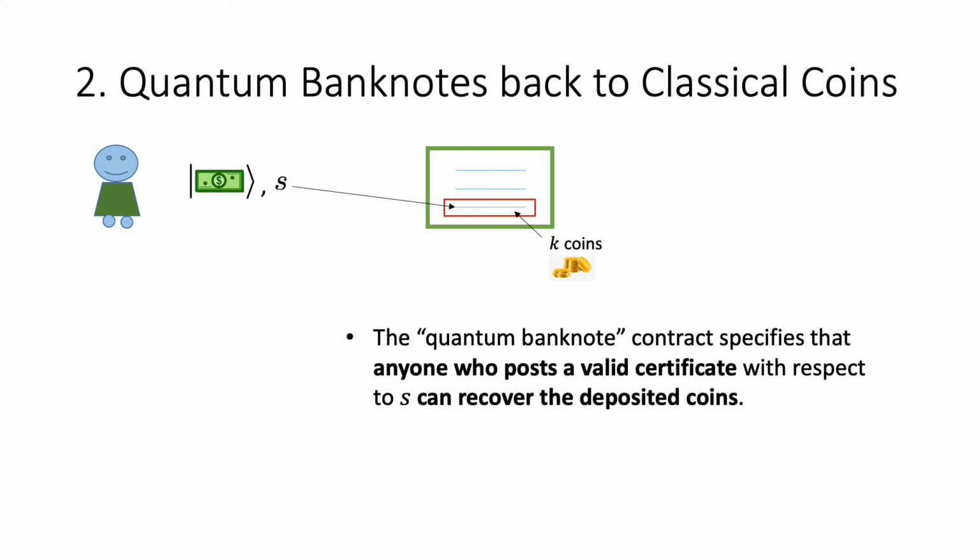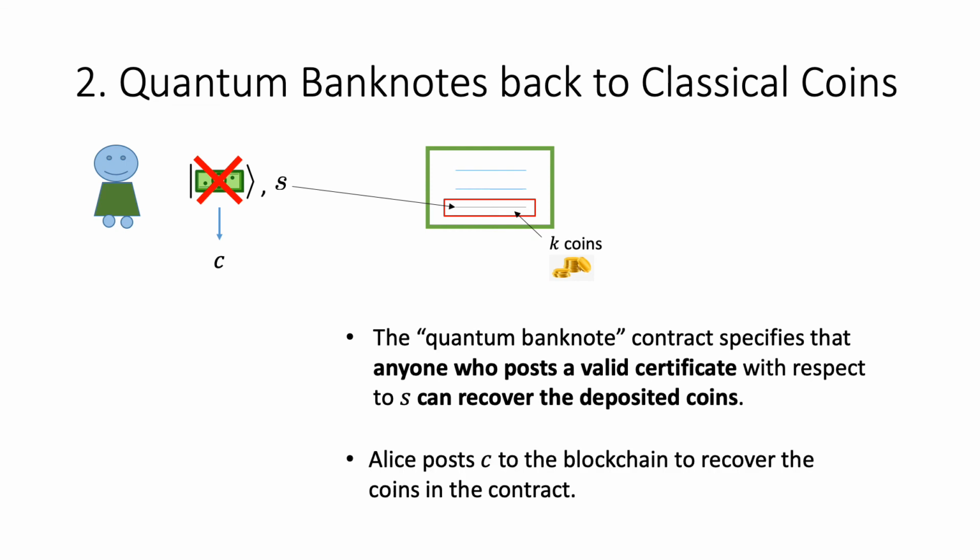So very simply, what Alice does if she wants to get rid of the quantum banknote and recover its value in coins is that she will extract the classical certificate, call it C. This destroys the state, but she's able to post C to the blockchain and recover the coins in the contract in a future transaction.